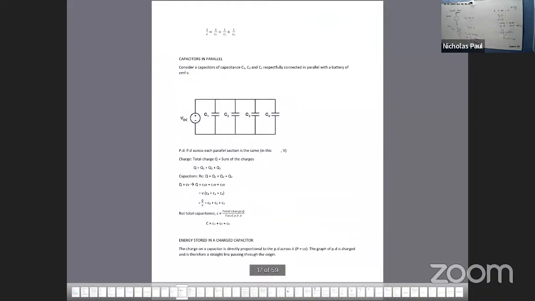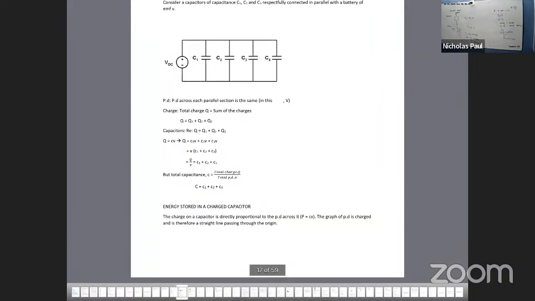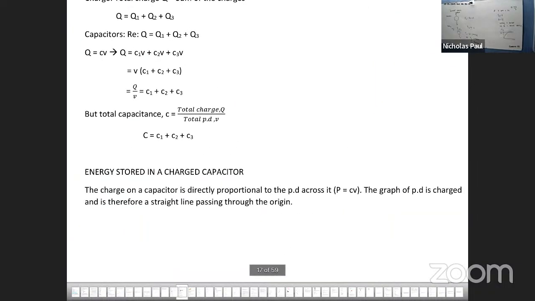After we did capacitance in series and parallel, there's one more thing that we have to consider. How do we determine the energy stored by a capacitor?